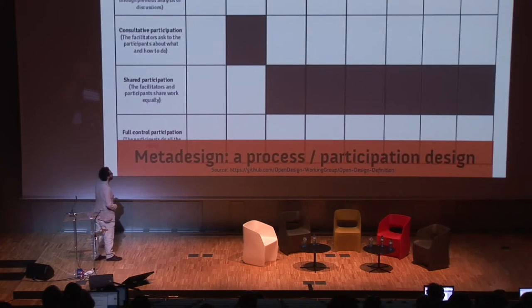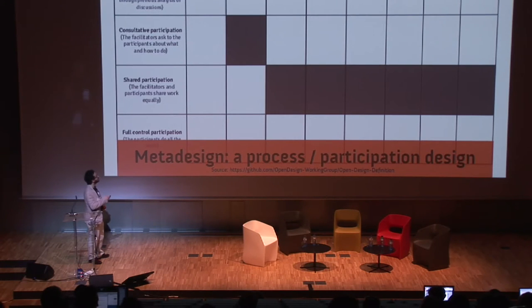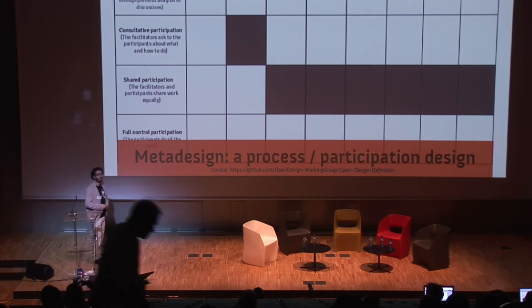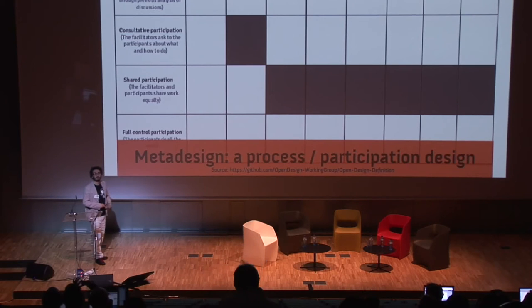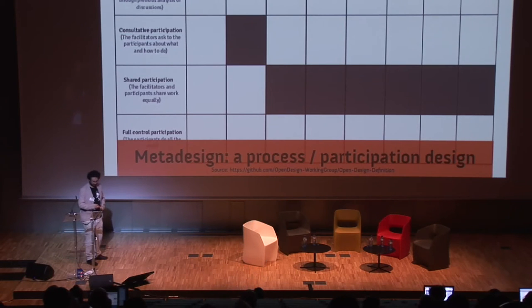There are other ways. One, for example, is this table, which is called participation matrix. It's a way, basically, of saying all the steps in the design process, which level of participation the community have. So in this case, this is for the open design definition. We started with a little participation in the community, and then we have more participation in the end. And of course, there are different kinds of graphs that are possible. So it depends on the specific design process and the specific resources and time that you have.